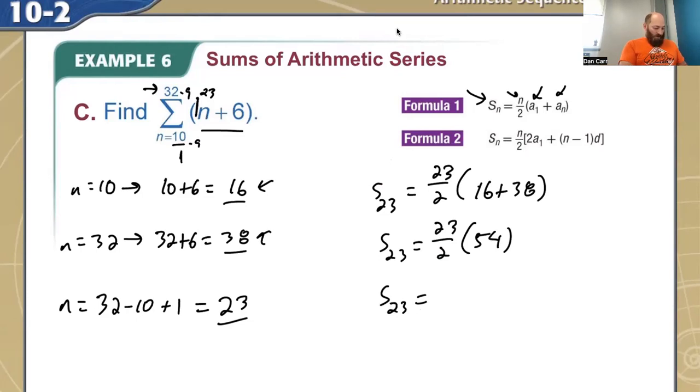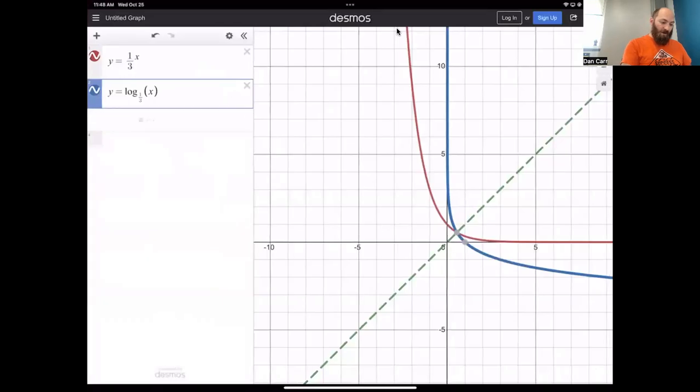Okay, so I multiply those out, 3 over 2, and then I get 621. Again, you didn't need to do this, but I want you to see how this relates to our arithmetic series, okay? So when I go back to, we'll go to Desmos here, and I can evaluate this summation in that.